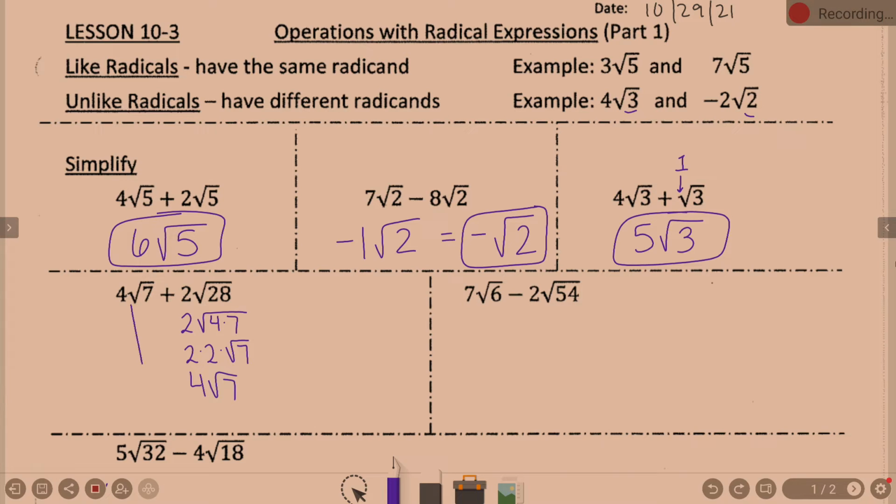Now, don't forget, what else did we have? 4 square root of 7. Oh, and now it's the same, so you just add them. So now we have 4 square root of 7 plus 4 square root of 7, which is 8 square root of 7.